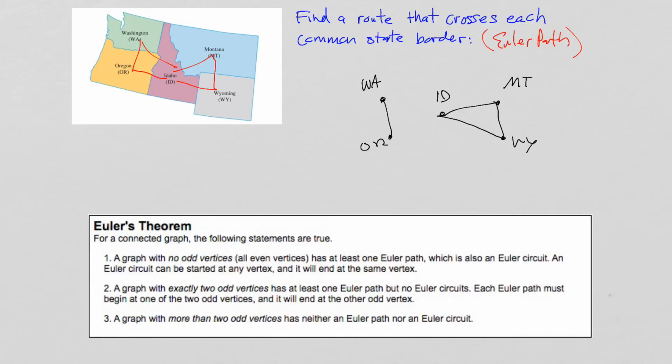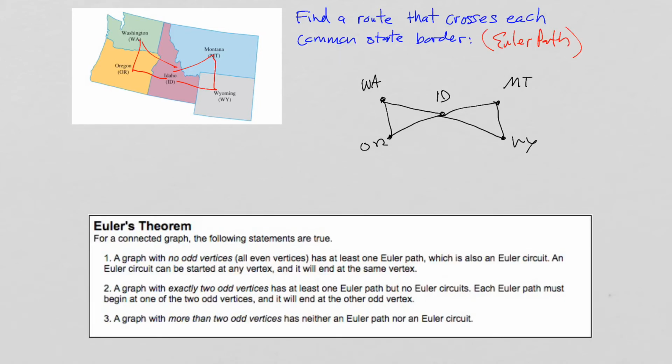Notice that Washington and Montana, you can't connect them. You have to go through Idaho. You can't cross like this, and neither can Oregon cross into Wyoming directly. You have to go through Idaho first. So we want to go through every graph.